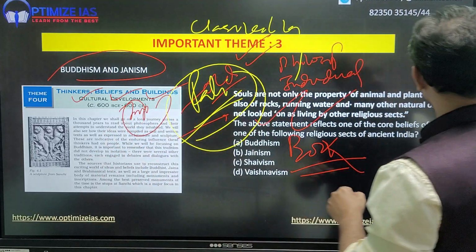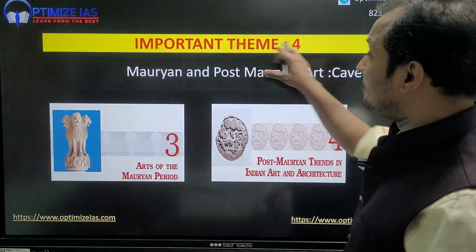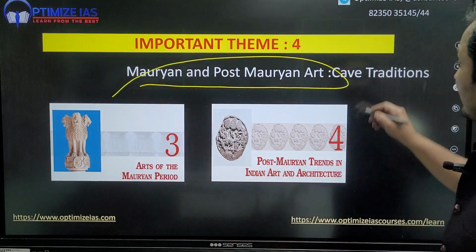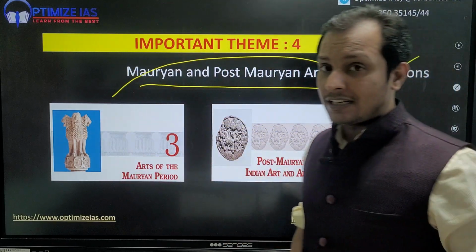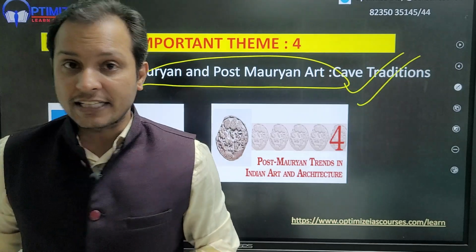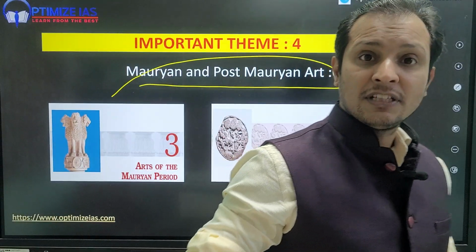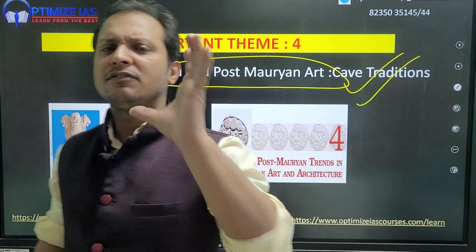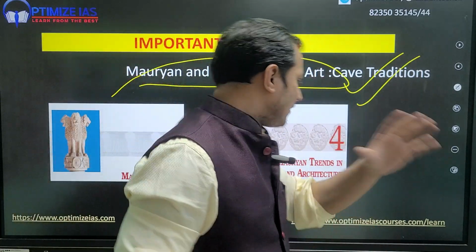Very, very important. Okay. The next important theme is theme 4, Maurya and post-Maurya art. Here, guys, I am predicting cave traditions. Very important: Ajanta caves, Ellora caves, Elephanta caves, Udayagiri caves. Very, very important cave tradition. I am telling you this year this is very important. Please do prepare.